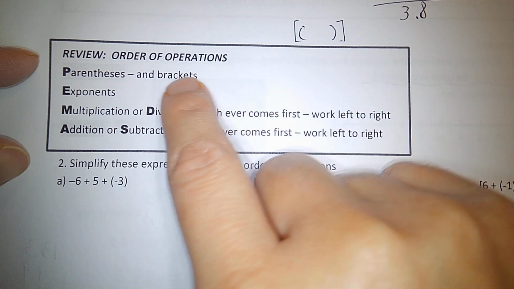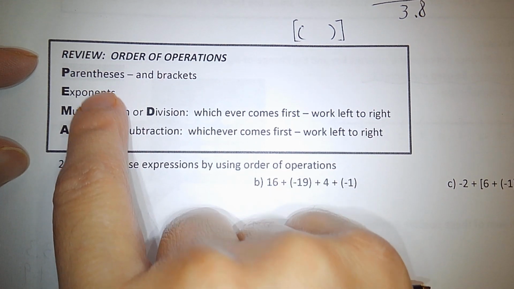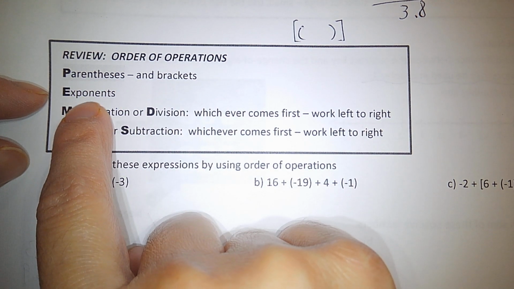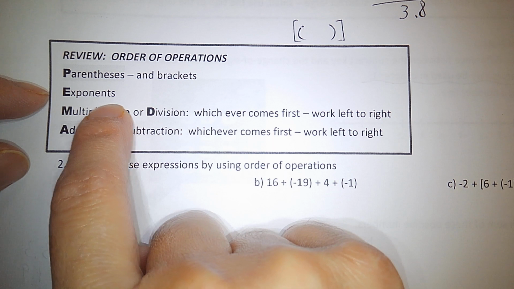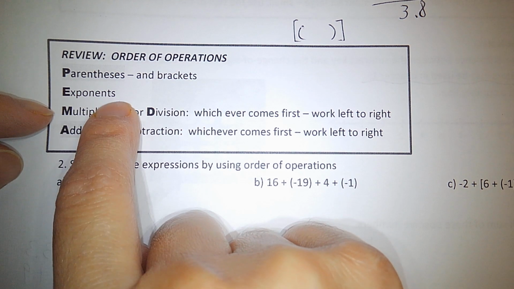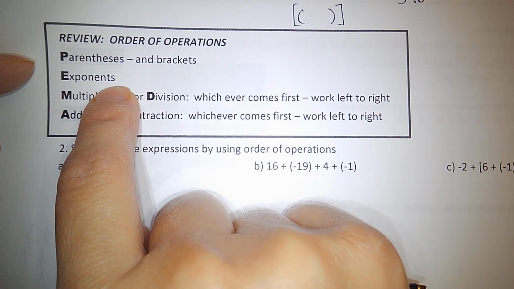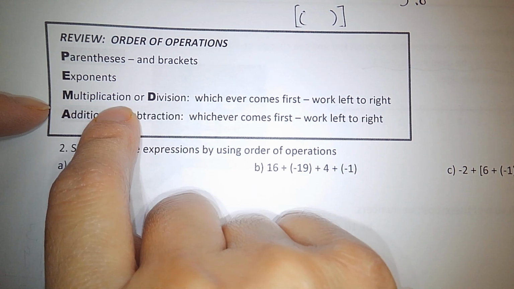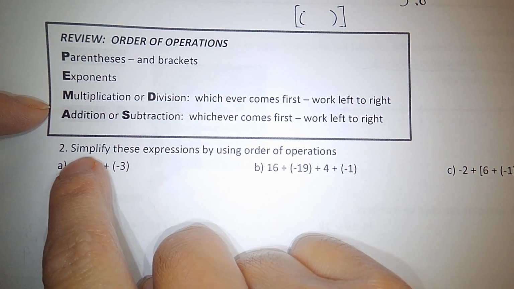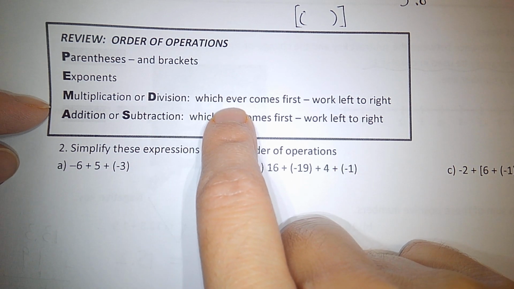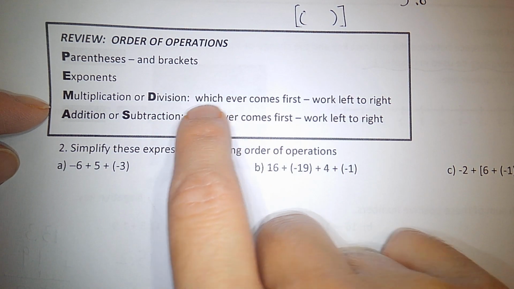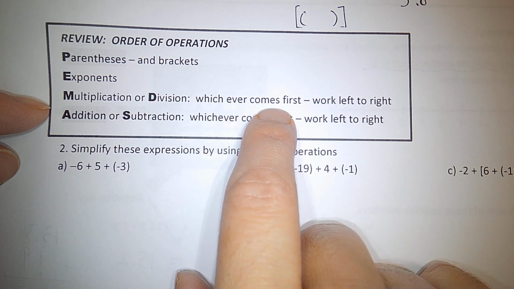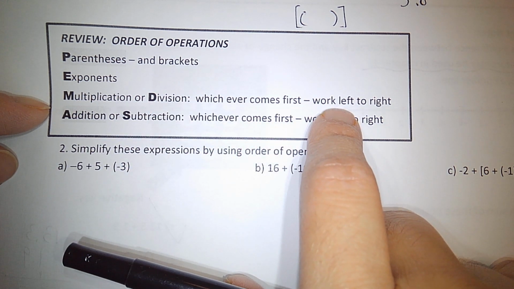But this is always first, among all of the other operations. After parentheses, brackets, what do we do? Exponents. Exponent is a higher level of operation than multiplication and division. And if we have multiplication and division in the same line, what do we do? If we only have multiplication or division in the line, do it from left to right.